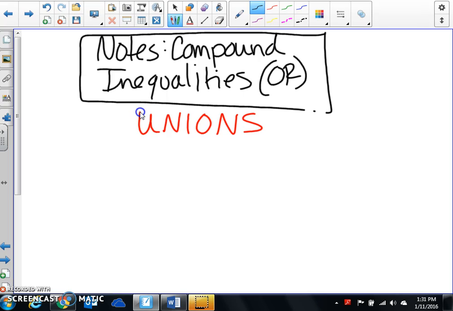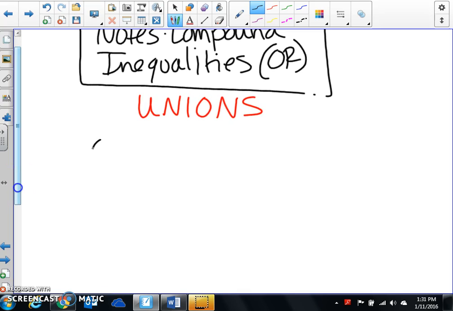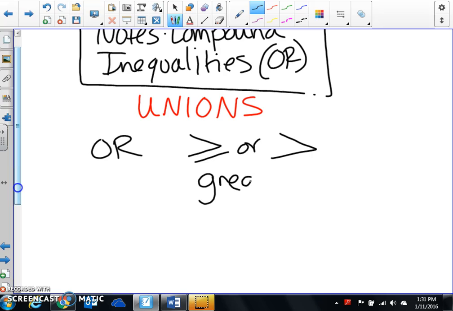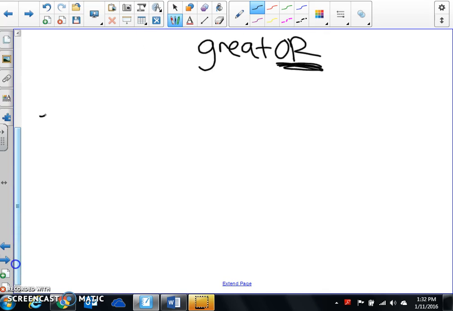Okay, so when we see "or," obviously the word "or" will be in there, or "greater" or "greater." So when you're thinking of that, you're going to hear me say "great or." That's an "or" inequality. Okay, so here's a couple examples.